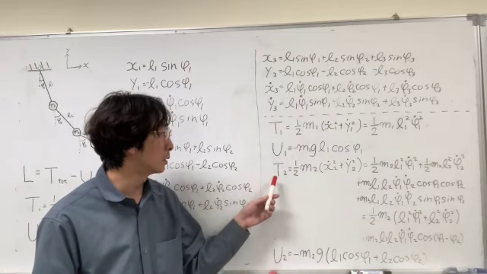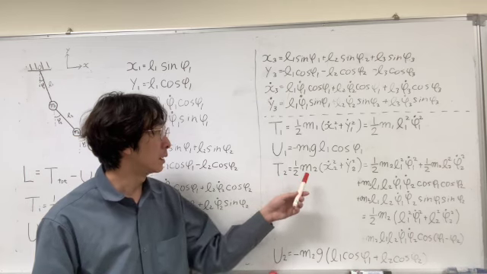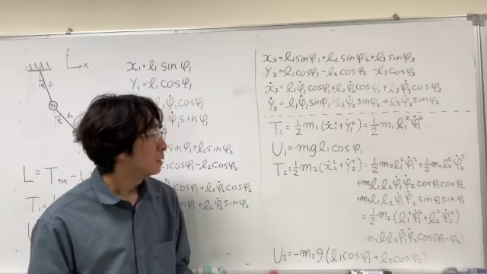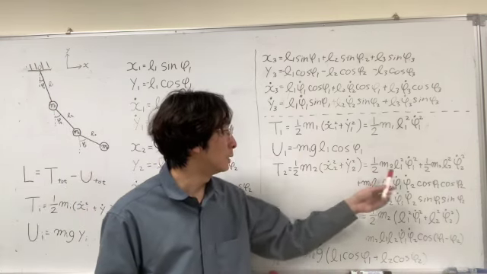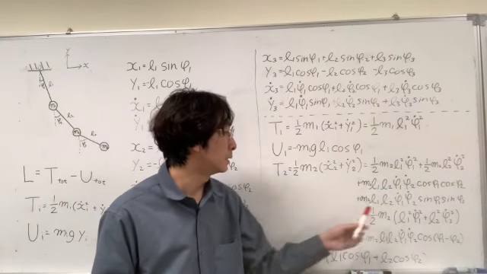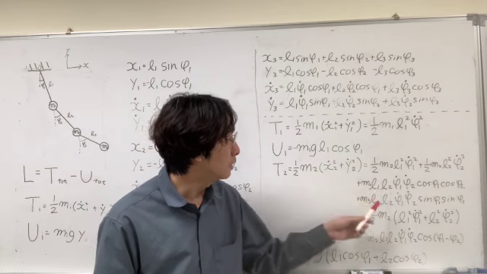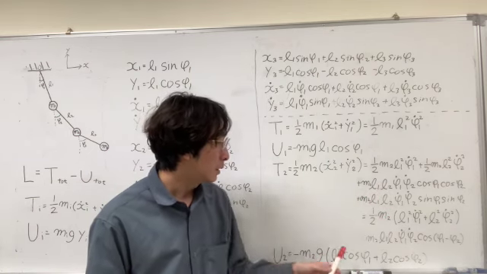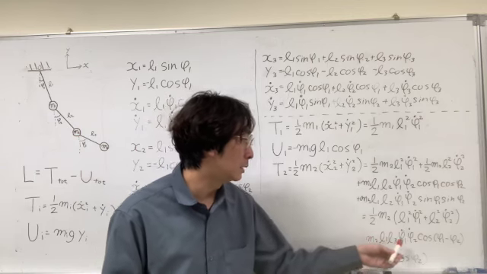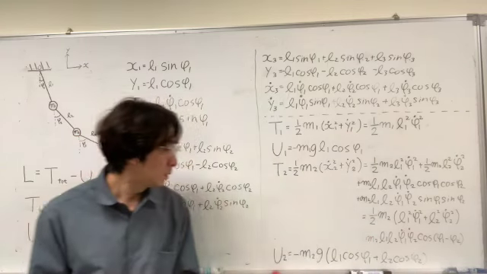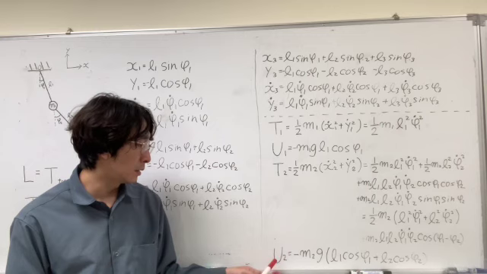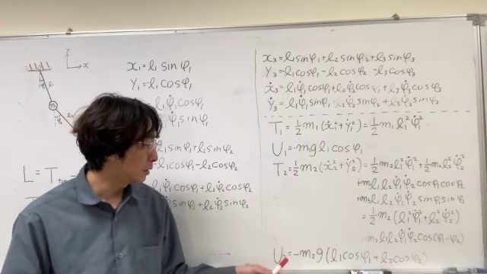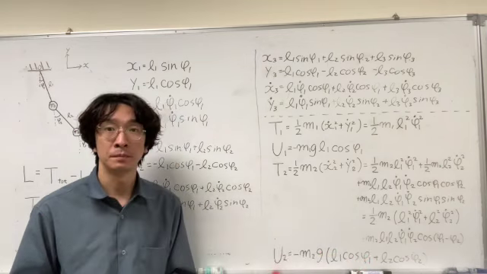In the case of kinetic energy for mass 2, we can calculate the sum of squared velocities like this. Then we can calculate this term, and this term. But in the final term, we can combine the two terms with the cosine. Then we can simplify the equation like this. Finally, we insert the length of y into the potential energy. Then we can get this equation.